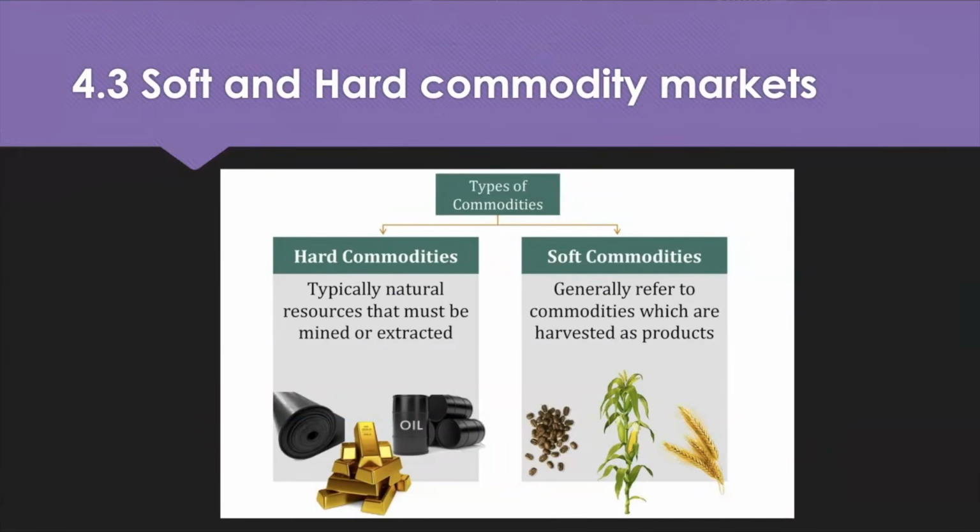Now, commodities can be sold as raw materials or can be semi-produced and further classified as hard or soft. Hard commodities are materials or metals that are mined or extracted, like gold and oil, whereas soft materials are agricultural goods that are grown, beef, soybeans, those sorts of things.